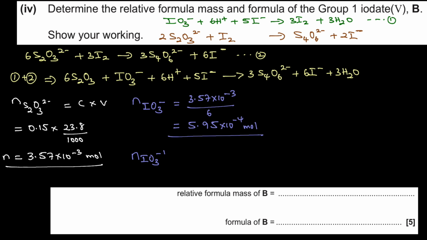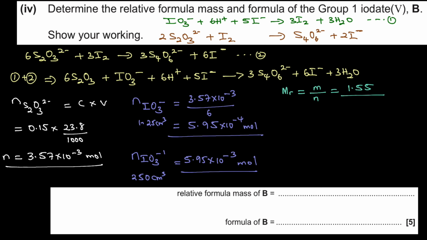IO3 minus in 250 centimeter cube will be equal to 5.95 times 10 to power minus 3 mole, because we times it by 10, because this was in 25 centimeter cube. The molar mass equals the mass over mole, and we know the mass because we're given it, it's 1.55 divided by the mole, which is 5.95 times 10 to the power minus 3. That equals 260.5 grams per mole.